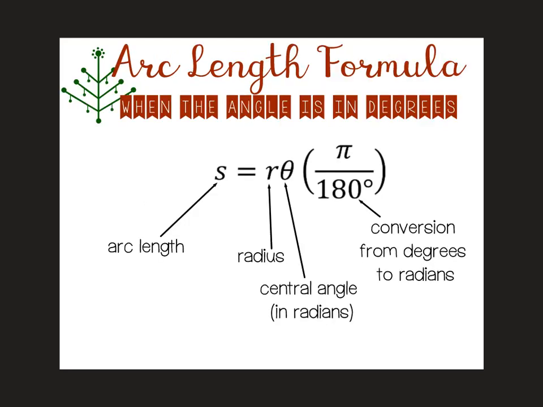Okay, so arc length formula, this time angles in degrees. This formula is the exact same. The only difference is that it adds this piece right here on the end, which if you remember from Monday, that's how you convert from degrees to radians. So it's just including the conversion in the formula.